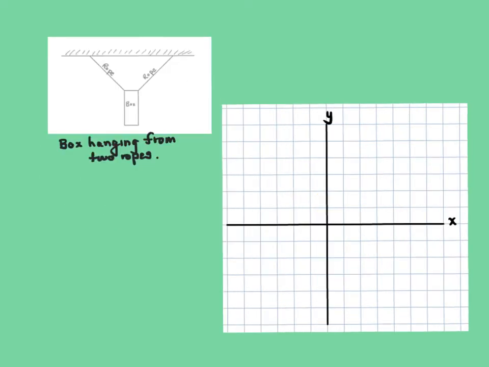So similar idea here. We've got a box hanging from two ropes. So we've got gravity, and it looks like we've got a couple forces of tension here. Tension is the term we use when we're talking about a rope. So we'll start with our box, and we've got our force of gravity here. So we'll draw that down here. Force of gravity on the box by the earth.